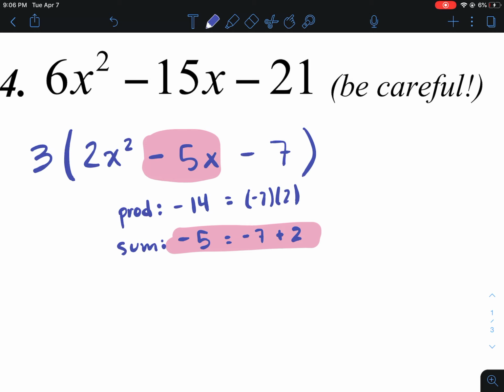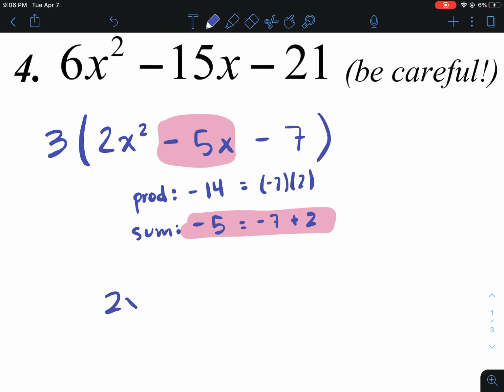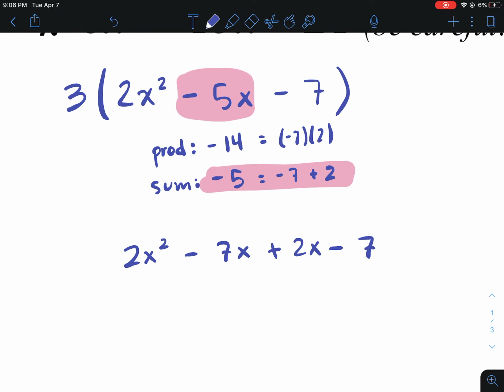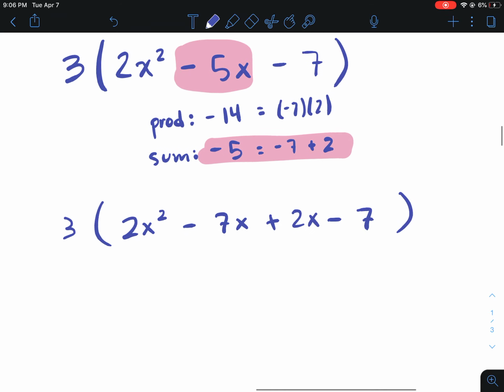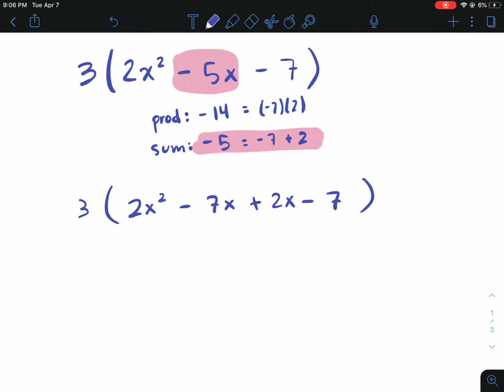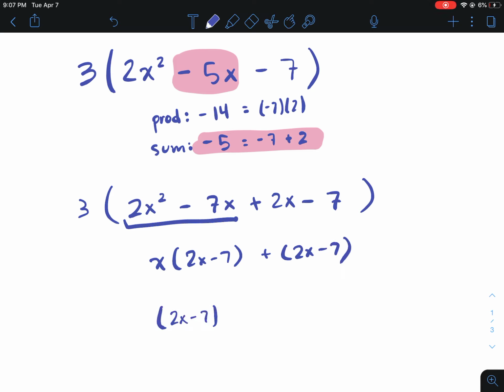Okay. 2x squared minus 7x plus 2x minus 7. Okay, I'm not going to forget the 3. I know you thought I forgot, but I didn't. So here we get a GCF of x. We're left with the 2x minus 7. And we already have a 2x minus 7. Yay, which means that when we factor out the 2x minus 7, we're left with an x plus 1.